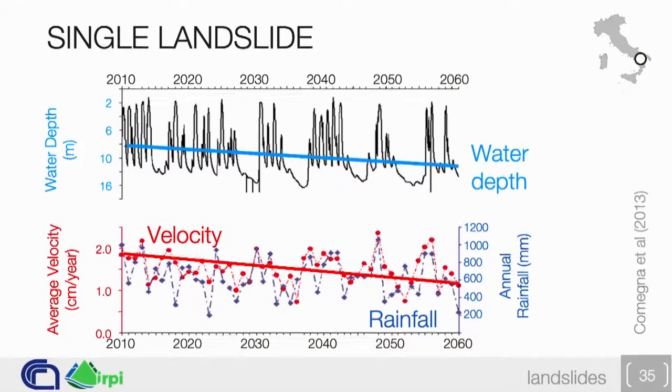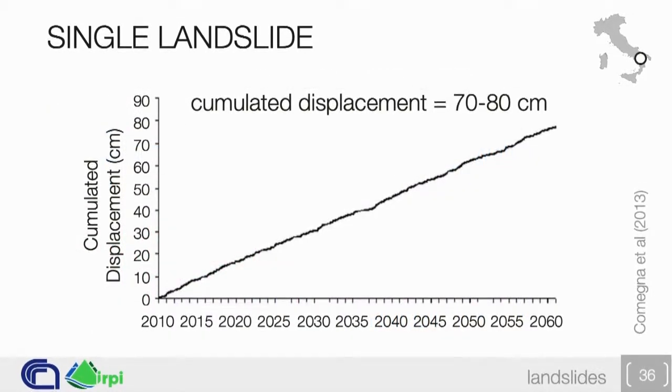Then, using an empirical relationship linking pore pressure in the soil to the rate of deformation, they projected a decrease in the landslide deformation rate of about 10% per decade. By 2060, this corresponds to a total displacement of that landslide of 70, 80 centimeters, so really not much. So this study suggested that this particular landslide will not be affected significantly by the projected climate change. And this, in a way, is important to design monitoring work for that particular landslide.